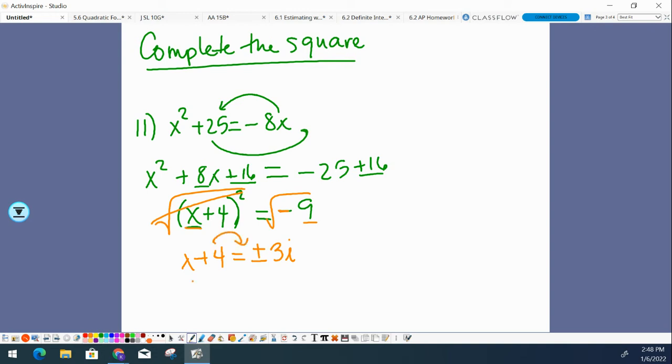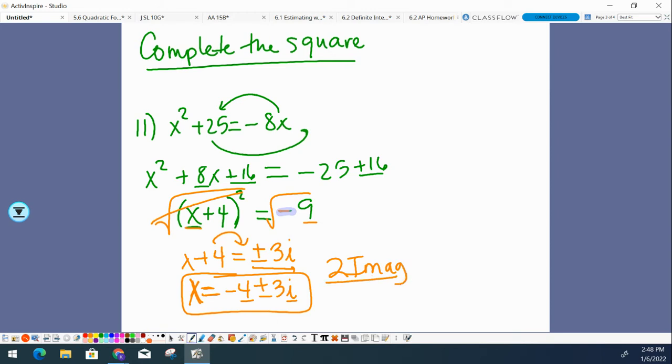Then I'm just going to get x by itself by subtracting 4 to the other side. So I really just push over the plus or minus 3i and just tuck in that negative 4. This is my final answer with completing the square. You know you're done when your final answer says x equals. Because my answer contains an i, because I had the square root of a negative, this gives me 2 imaginary answers.